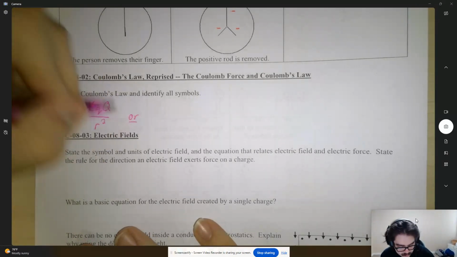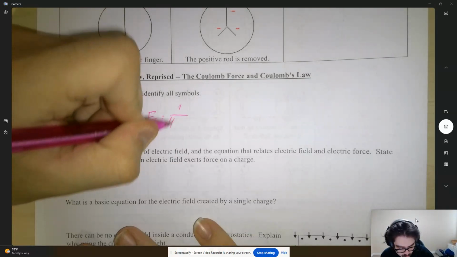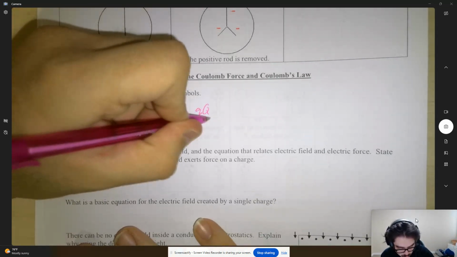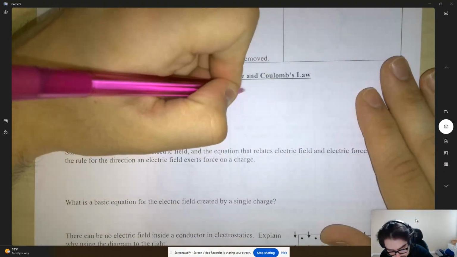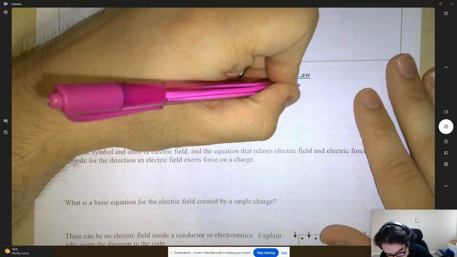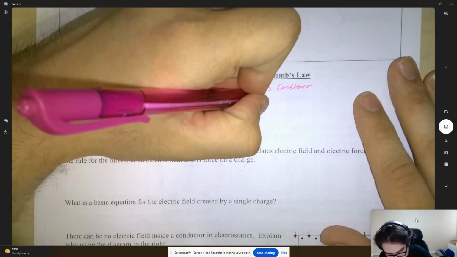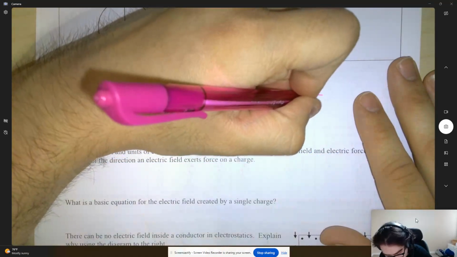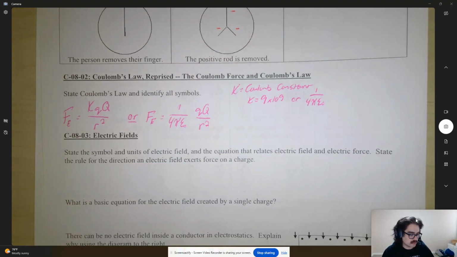Or if you really wanted to, you could write that the electric force is equal to 1 over 4 pi epsilon naught times QQ over r squared. If you really wanted to do that form, you could. k is the Coulomb law constant, and that's equal to either 9 times 10 to the 9 or 1 over 4 pi epsilon naught. Those are both on the formula sheet, so you don't need to memorize that.